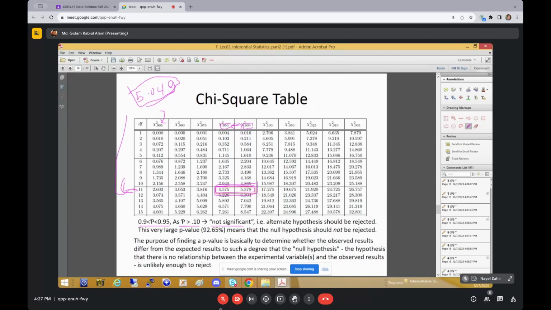In a previous class, I have already mentioned one of the values. Here is the difference, and you have to calculate how much the difference is. Then for this value, we can find out what the exact p-value will be.